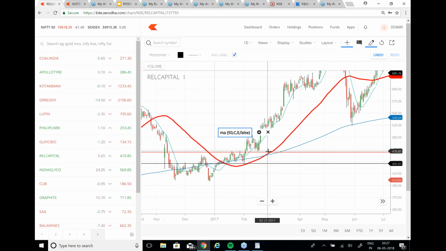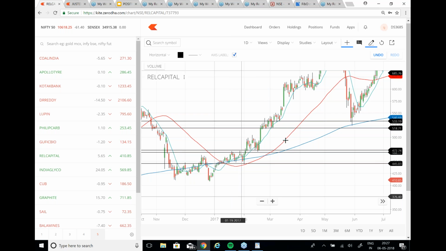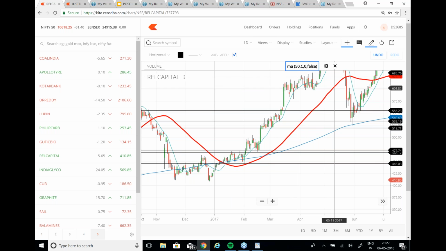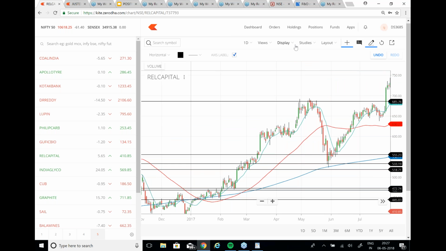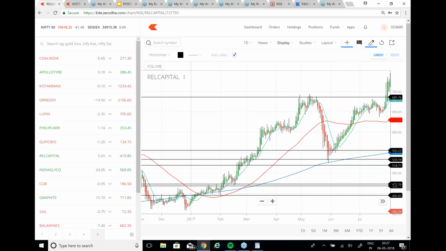Means the moment it takes a support here and heads up, shift your stop loss to this. Then when it heads up further, shift your stop loss to this. Then when it heads up further, shift your stop loss here. When it heads up further, you shift your stop loss here, and so on and so forth. Keep enjoying the journey.